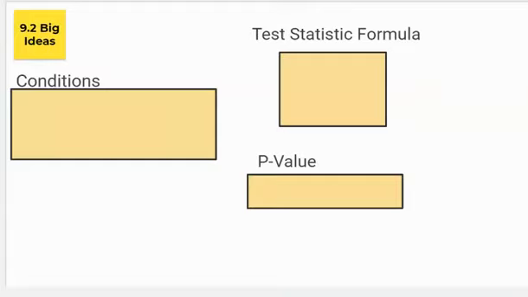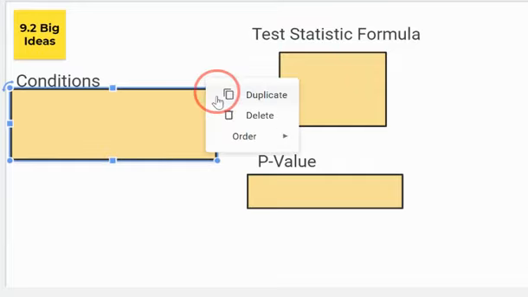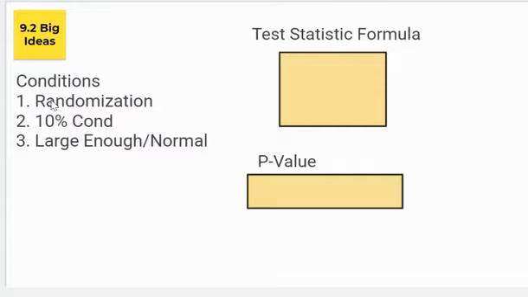Hey everyone. So in this video, we're going to be looking at the big ideas for section 9.2, and they're really simple. The first thing we're going to look at are our conditions, because we were looking at a one sample t-test for a mean. And in this particular case, our conditions are exactly the same as what we saw for a confidence interval for a mean. We need to check the randomization condition, the 10% condition, and the large enough condition. And remember, with the large enough condition, there are three different options.